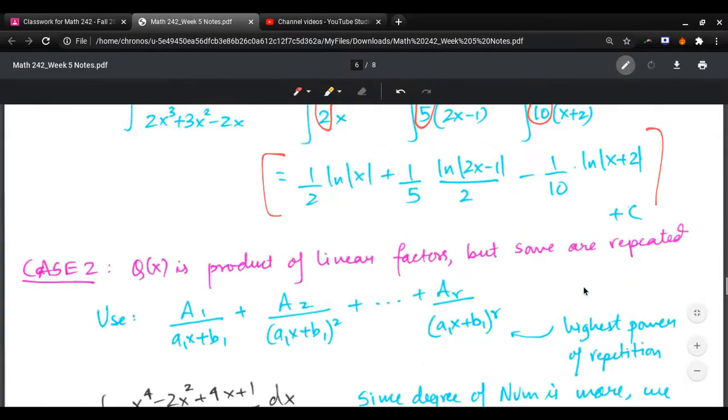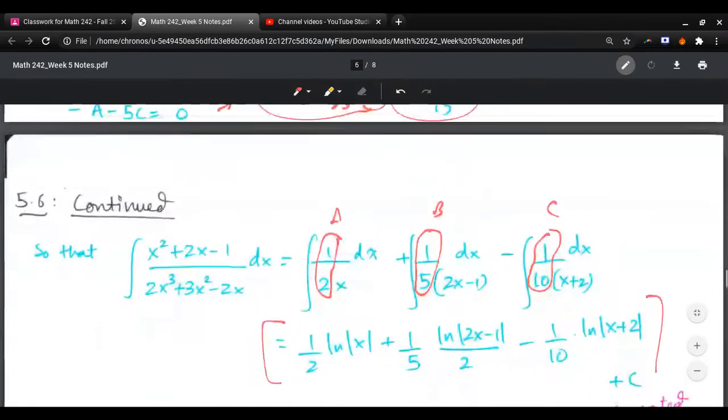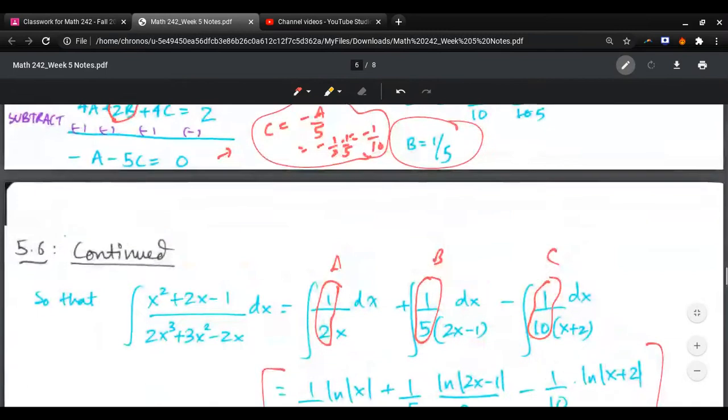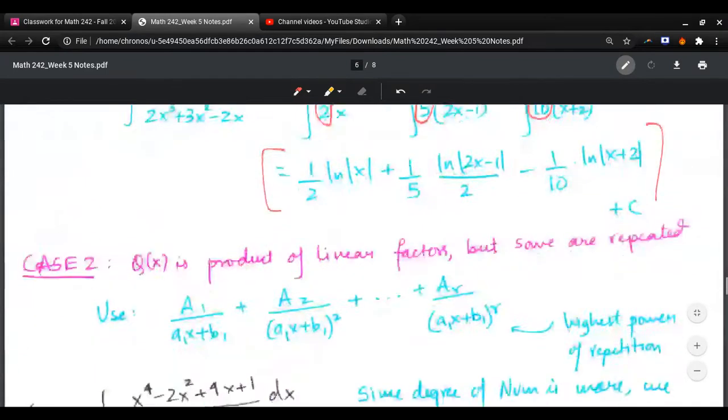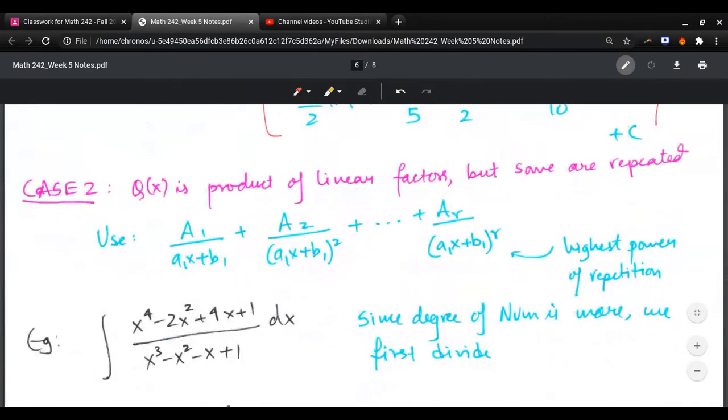So far, we looked at partial fractions decomposition for non-repeated factors. The next case is a product of linear factors, but some are repeated, which means we're going to use a1 over a1x plus b1 plus a2 over a1x plus b1 squared, up to the highest power of repetition. Okay, let's look at an example.